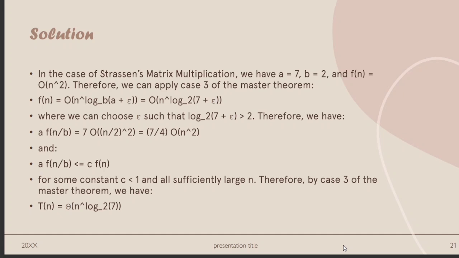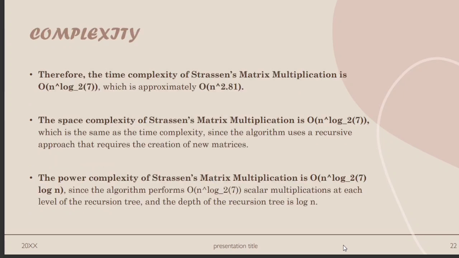Therefore, we have a f of n by b equals 7 order of (n by 2) to the power 2, equals 7 by 4 order of n squared, and a f of n by b is smaller than or equal to c f of n for some constant c less than 1 and all sufficiently large n. Therefore, by case 3 of the Master's theorem, we have T of n equals big theta n to the power log 2 7. The time complexity of Strassen matrix multiplication is approximately order of n to the power 2.81.